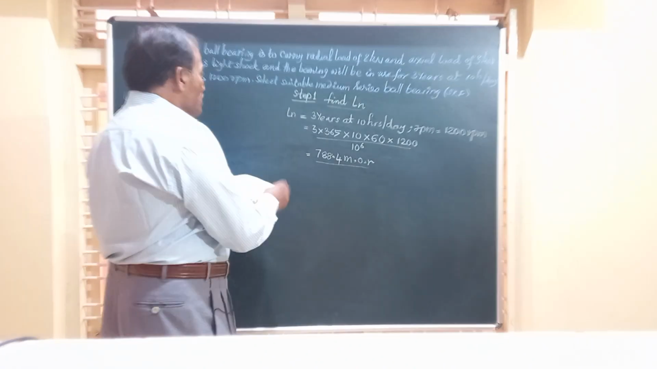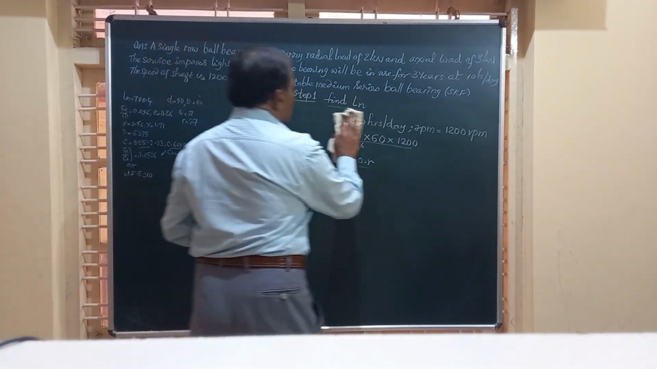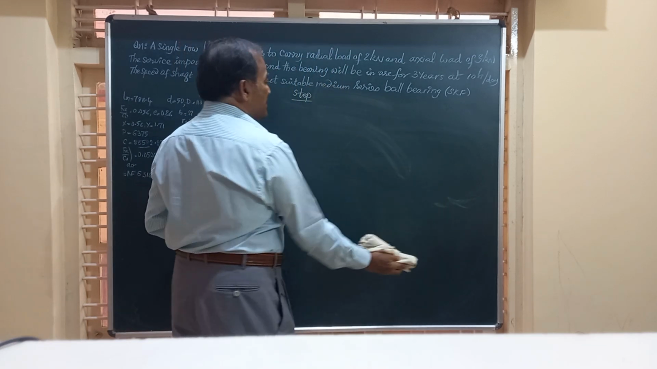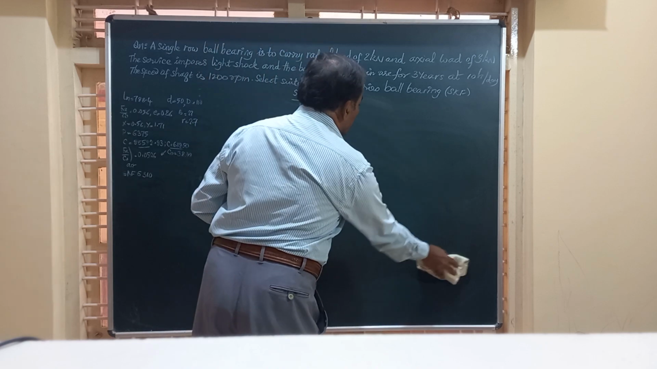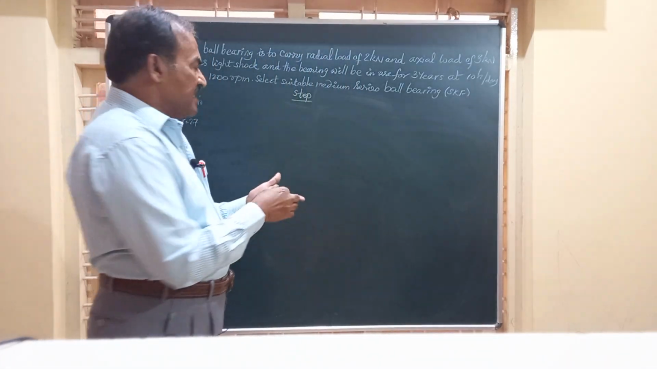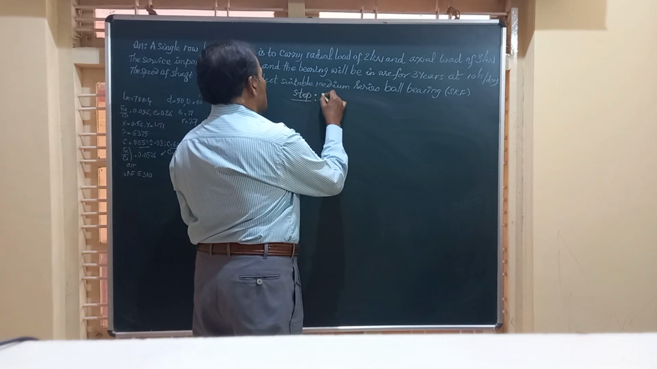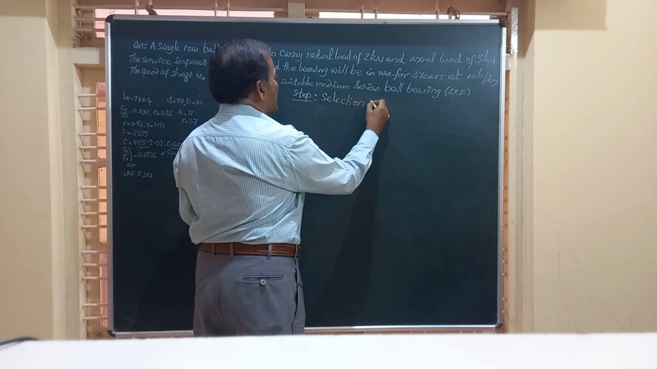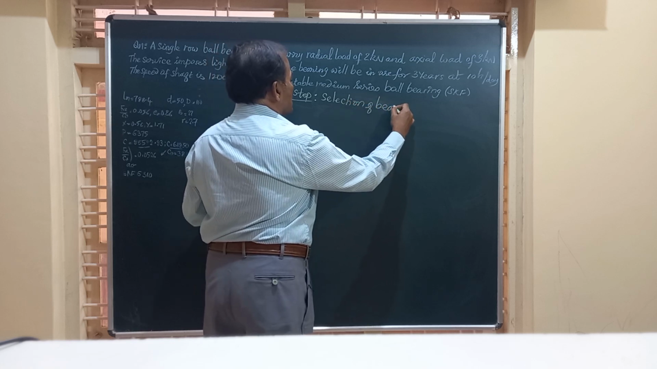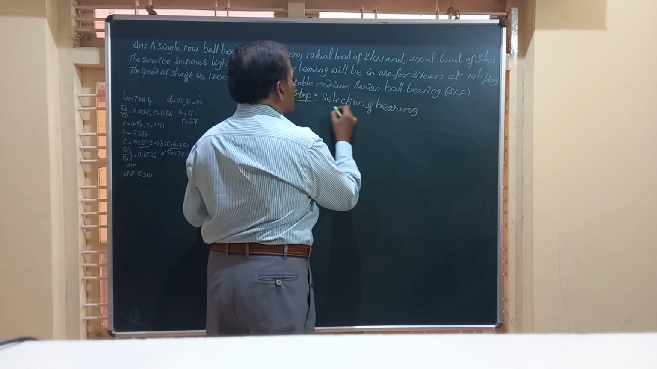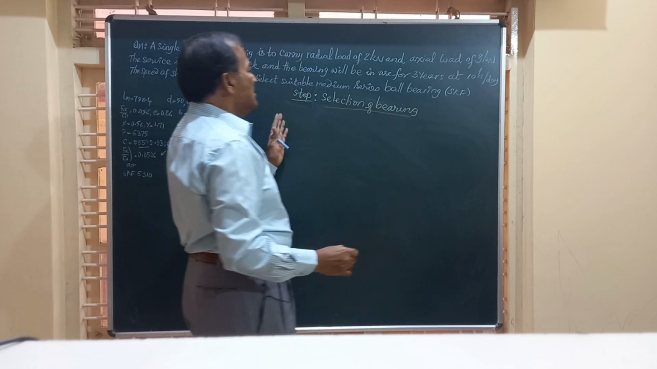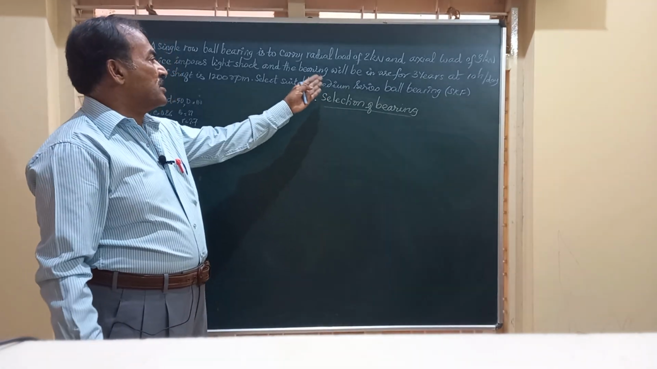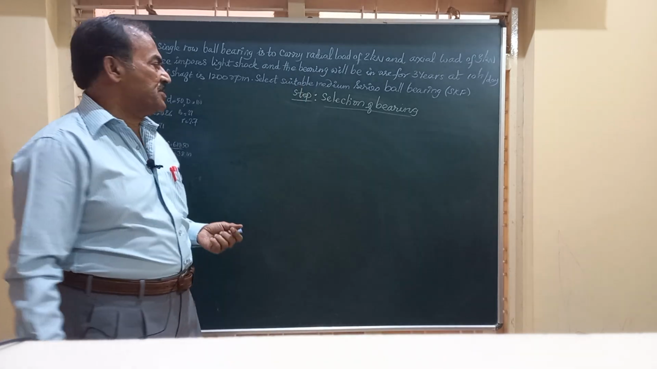Friends, after finding out the life of this bearing in millions of revolution, we'll move on to the second step. In the second step, we have the selection of bearing. Step number 2 is selection of bearing. Selection of bearing means which type of bearing or what size of bearing will be able to withstand this axial and radial load for a given period.